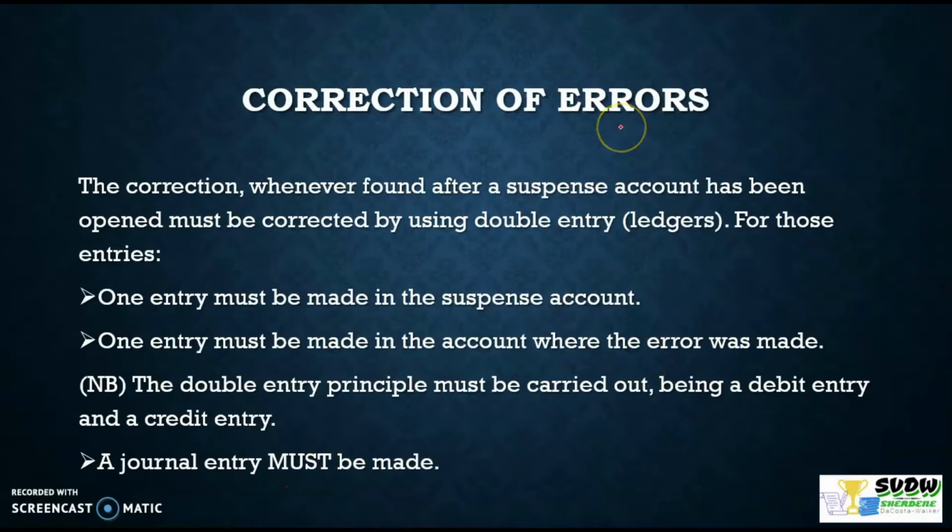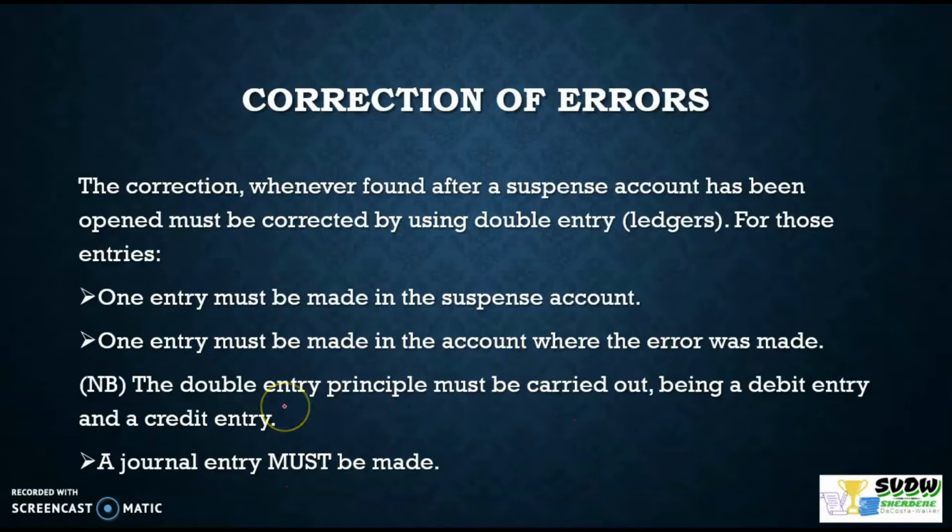Correction of errors. So once we have found out that there are errors or it did not balance, we would have created a suspense account, which we will talk about shortly. But when we do find these errors after we have created the suspense account, we would have to correct them by using our double entry system or ledgers. For those entries, one entry must be made in that suspense account that was created, and the other entry must be made in the account where the error was made.